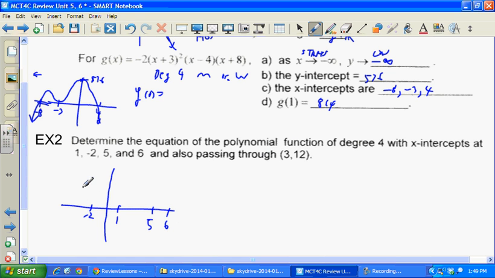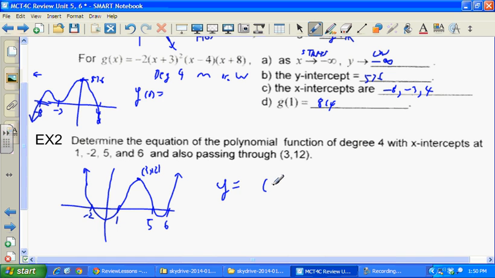Degree 4, so these all have to be slashes, there can't be any bounces here, and it passes through (3, 12). So if it has to go through (3, 12), it's probably going this way, right? We don't know that that's the high point there. That's kind of a bad sketch. But what do we have to find? Well, we want to find the equation.